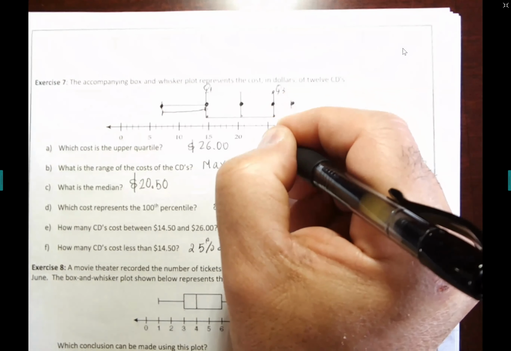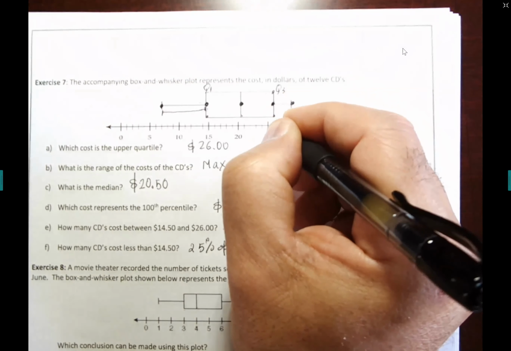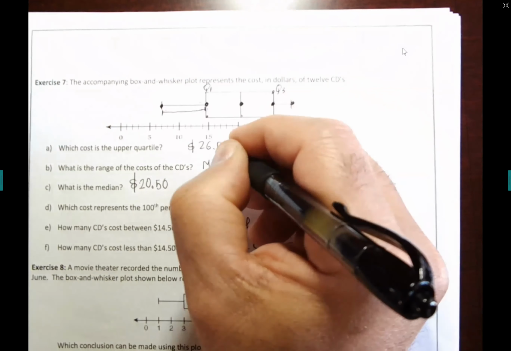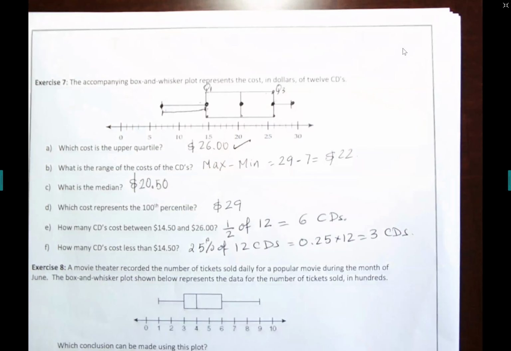Just read it. That's the 25. And he labeled them, scaled them one at a time. So that should be a 26. And that's why I put 26 in here.